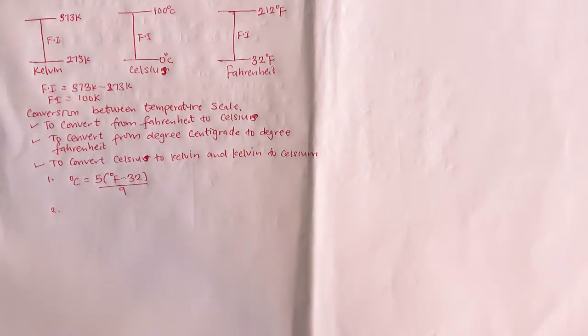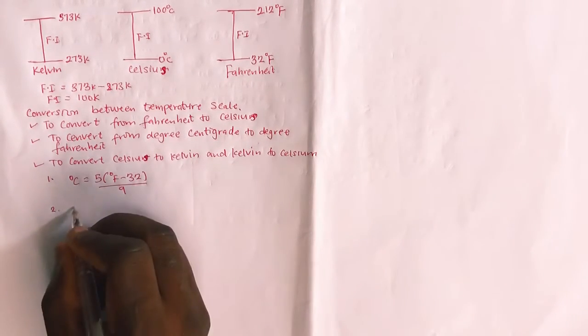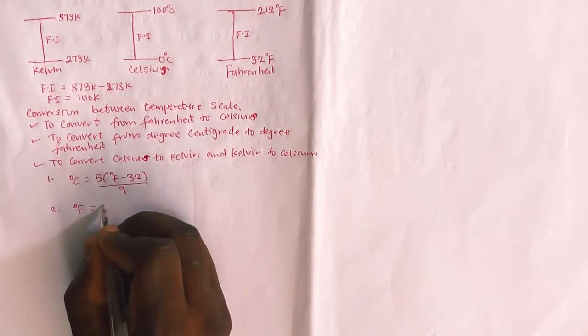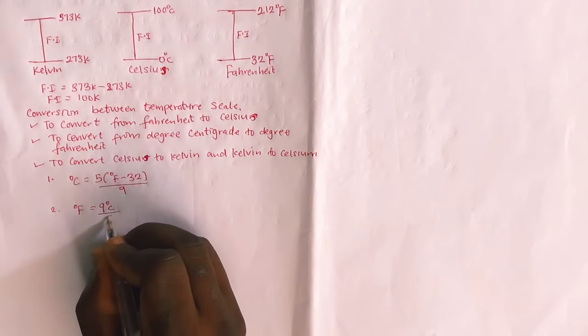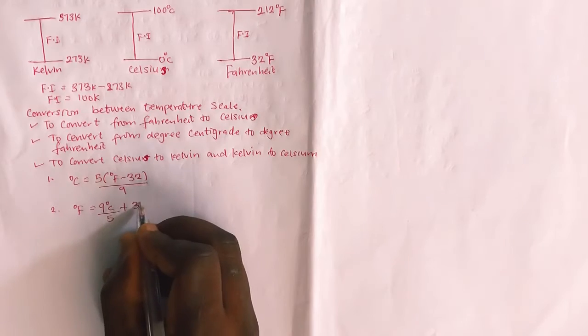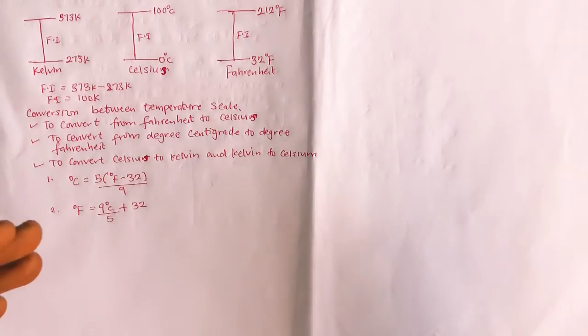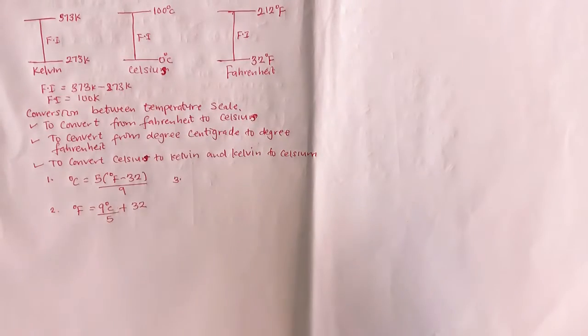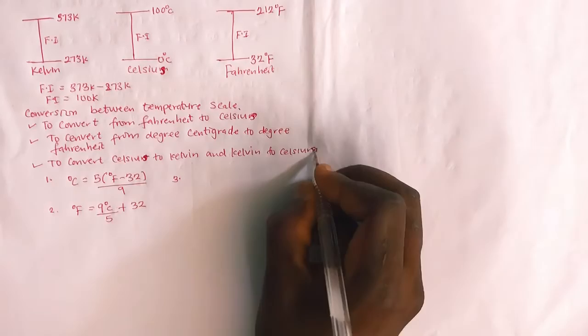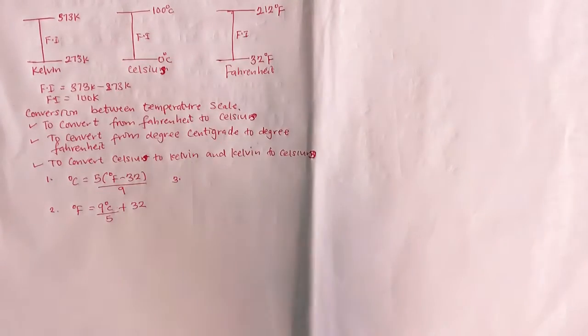In order for you to convert from centigrade to Fahrenheit, you can use degree Fahrenheit equals 9 degrees Celsius divided by 5 plus 32. That's the second one. But the last one, to convert from Celsius to Kelvin, and from Kelvin to Celsius.